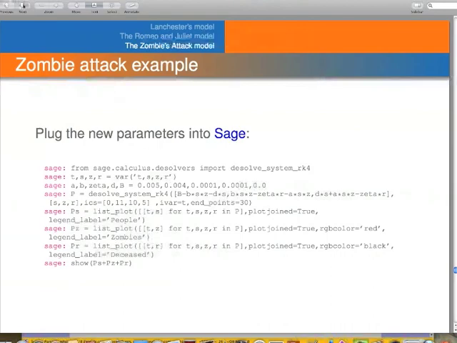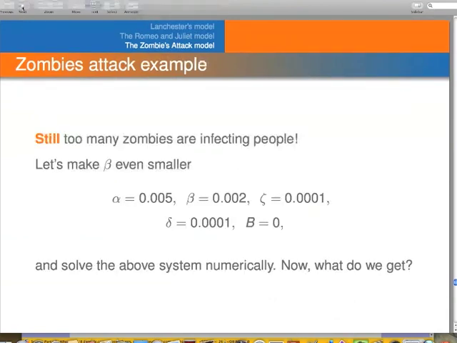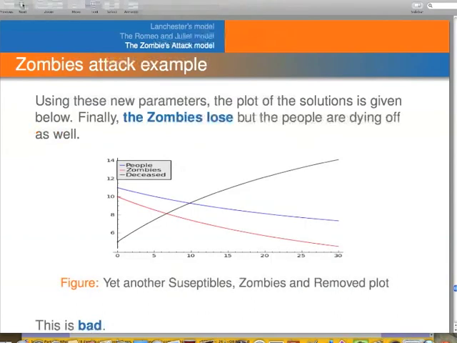And same system of differential equations, just slightly different setup here. There's the new value of beta. And the zombies are kind of dying off, as are the people, but this is still not a good situation. There are more zombies than people, and a lot of people are dying, so that's bad. So let's try this again. Let's make beta even smaller. See what happens. The zombies are dying off, and the people are also dying off, unfortunately. So that's still not good. You don't want the people to be dying off.